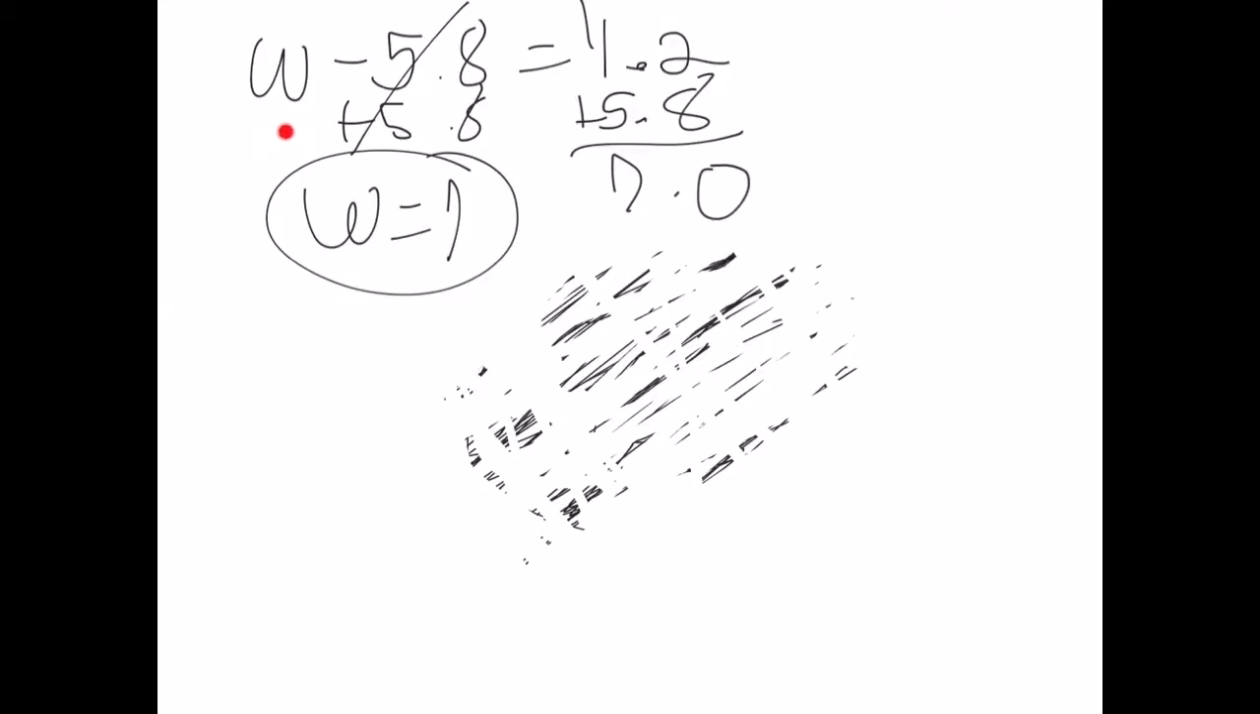So I'm trying to get W by itself to equal an answer. So I have 5.8 minus 5.8. I have to do the opposite, which is plus 5.8. But whatever I do to this side, I have to do to the other side. So 5.8 plus 5.8 cancel each other out, so that's done. Then 1.2 plus 5.8 is 7. My answer is W equals 7.